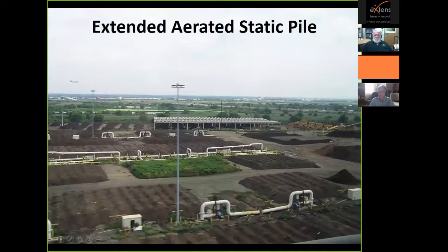This is a negatively aerated system, extended aerated static pile. It used to be in Philadelphia, right along Interstate 95. It was for composting sewage sludge. And I was at a meeting in Pennsylvania a couple of weeks ago, and the city is looking at this site to do food waste composting on it now.